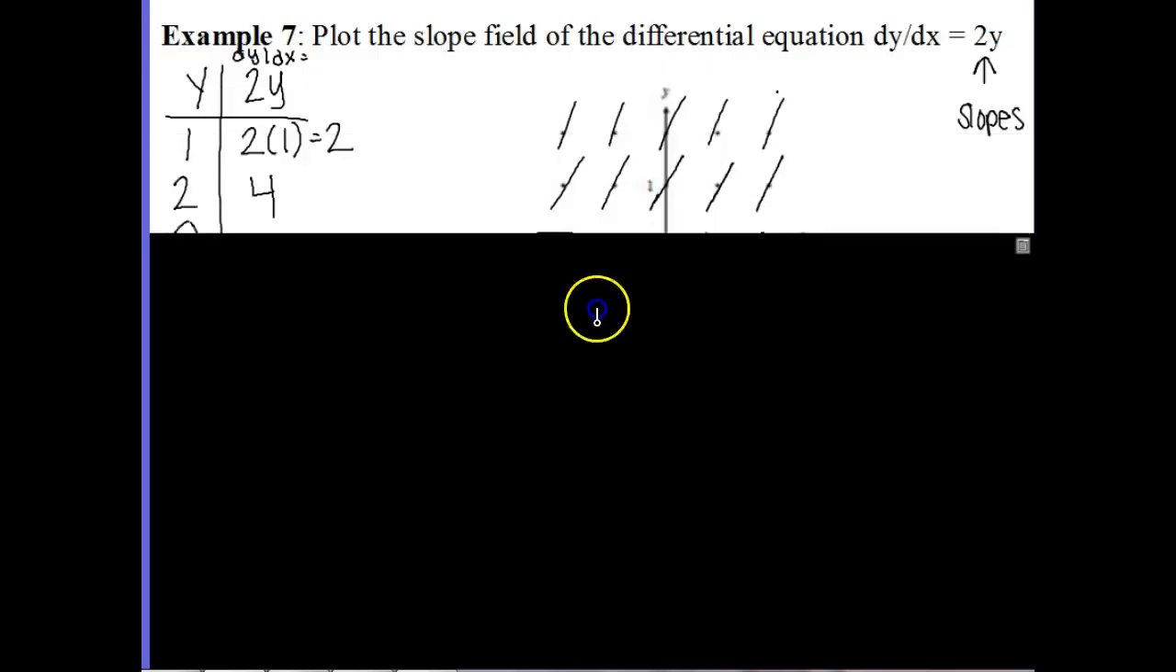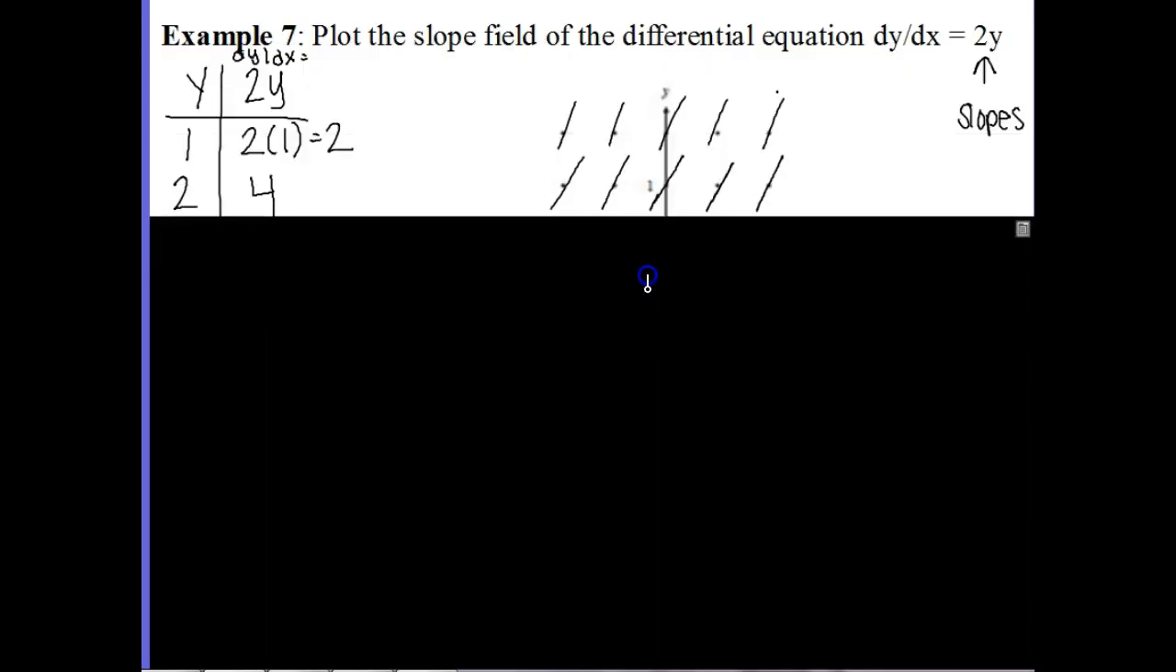So go over to your slope field, and remember the x value doesn't matter. The y values matter. So when the y value is 1, your slope is 2. That means horizontally, when the y value is 1, all slopes are 2. So at all y values of 1, all of my slope lines are the same. At all y values of 2, all of my slopes are the same. And 2 is steeper than 1, so you can see these are going up a little more.